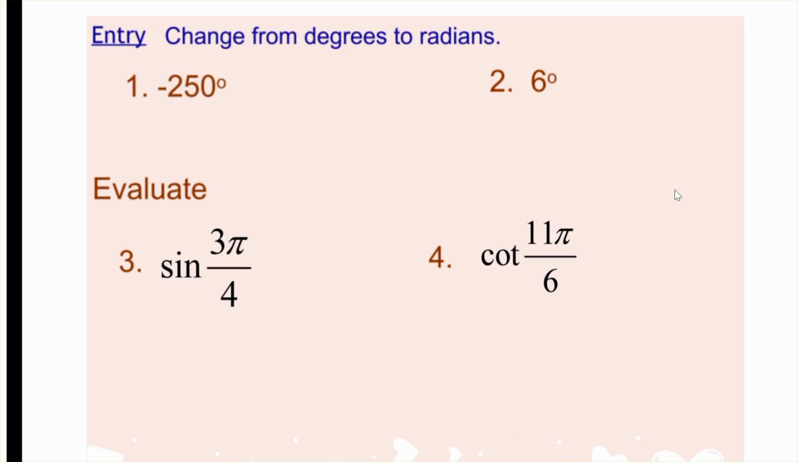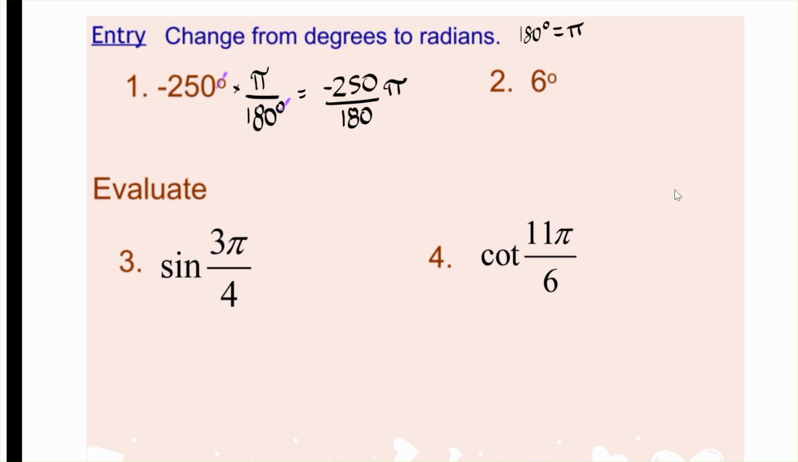So this first set of problems asks you to change the angle from degrees to radians. We learned yesterday that 180 degrees equals pi radians. So what we can do is multiply by that conversion factor, and you'd have to put pi on top and 180 on the bottom so that the degrees cancel. So here I get degrees over degrees, those cancel. And then if I multiply across, I get negative 250 over 180 pi.